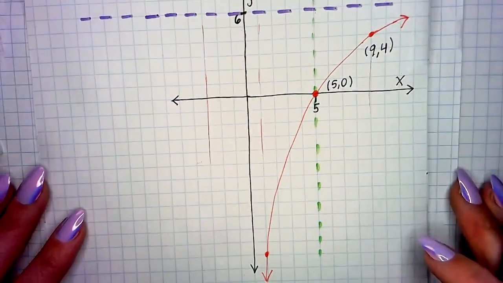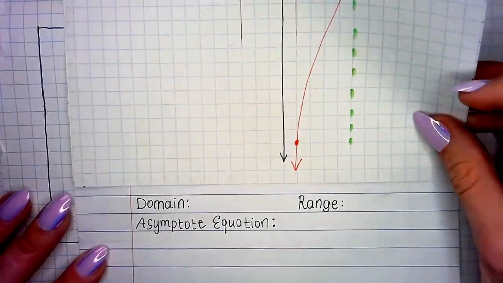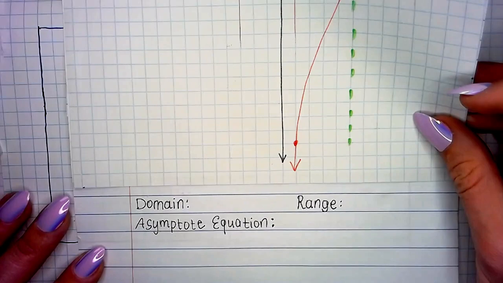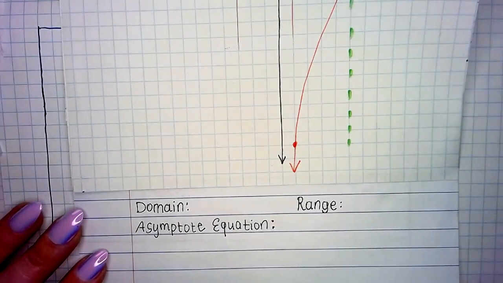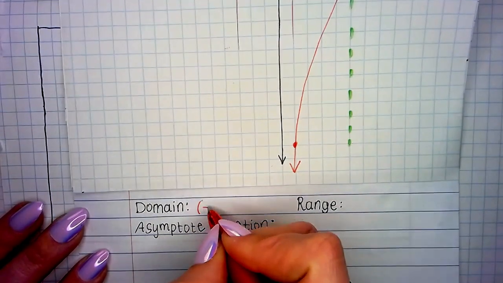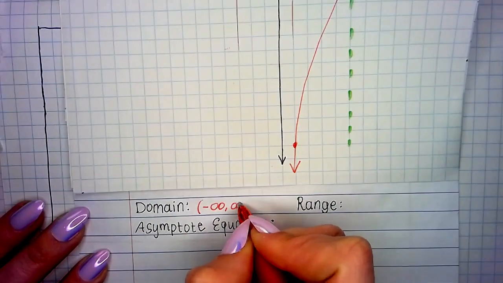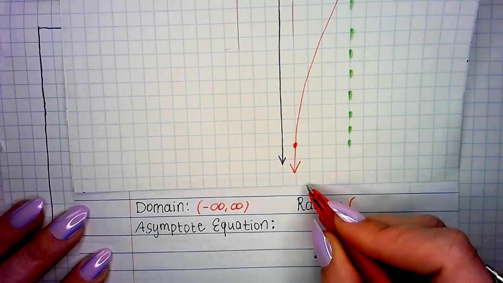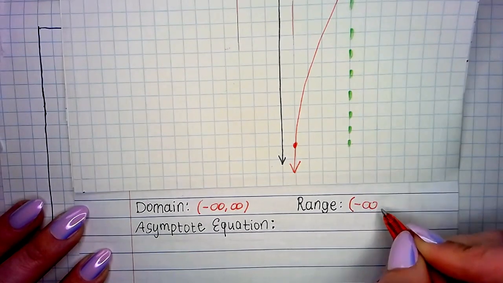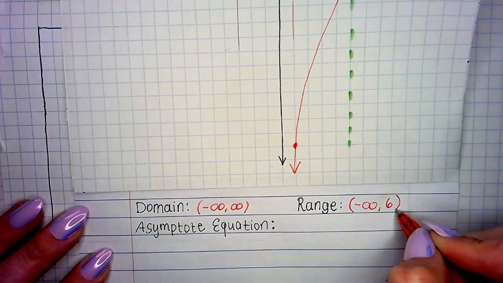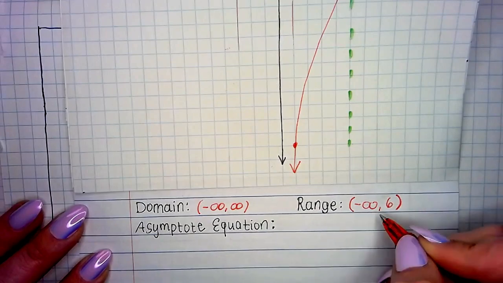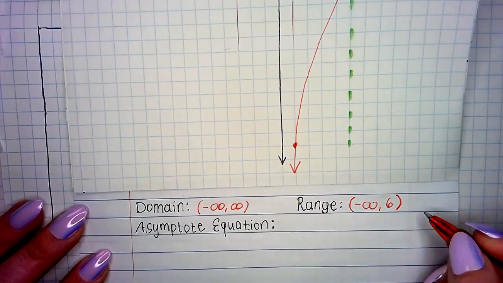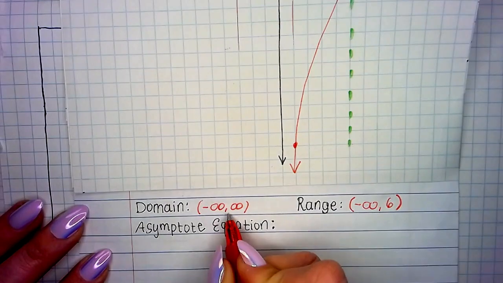And the last part we want to know, it's written all the way on the bottom here. What's the domain, range, and asymptote equation? The domain of this function was negative infinity to infinity, as it is with all exponential functions. The range is from the bottom to the top, so that should have been negative infinity until 6 with a parenthesis, not a bracket. We're using interval notation. If you were using inequalities, you could say something like all real numbers. You could say y is less than 6. But this is a little bit better.